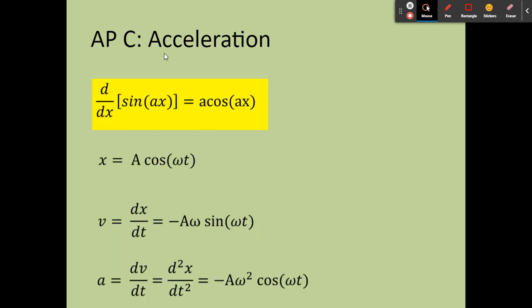All right, so acceleration. We know that the acceleration is equal to the first derivative with respect to time of speed, or it's the second derivative of x with respect to time. So either way you want to go. If we take the derivative of A omega sine omega t, using our handy dandy equation from the AP sheet, we're going to get negative A omega squared cosine omega t.